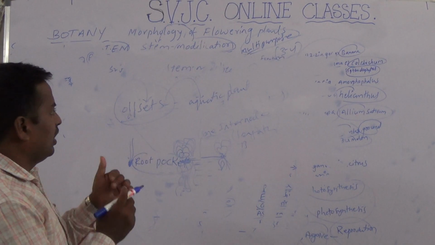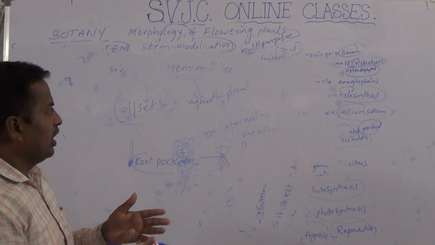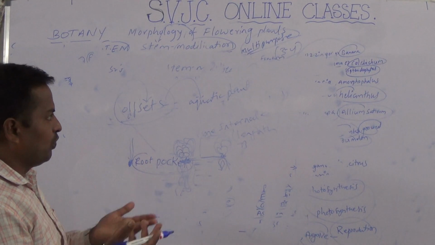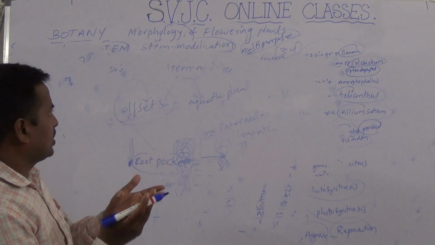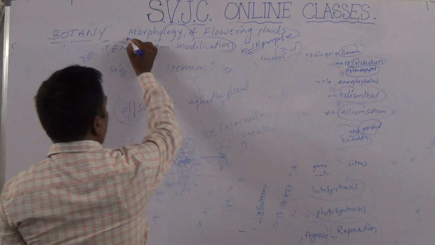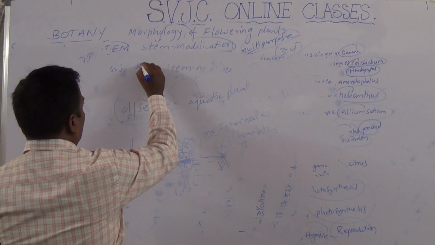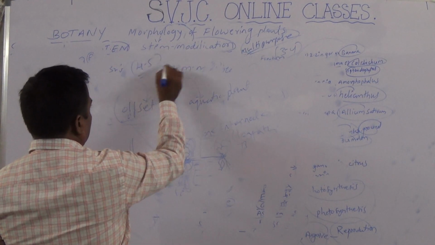What types of modifications are reported in the leaf, what is a leaf, what parts are present in a leaf, and what is an inflorescence, we will discuss next class. Morphology of flowering plants is one of the very important chapters for NEET, with approximately 4 to 5 questions.